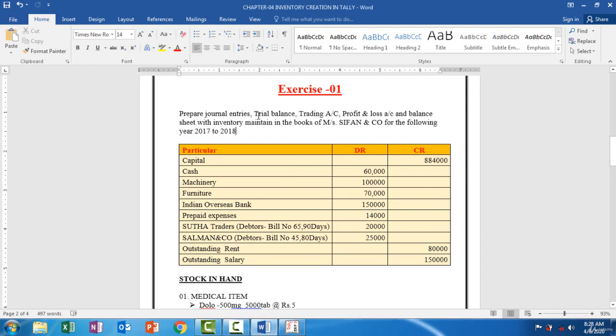Prepare the journal entries, trial balance, trading account, profit and loss account, and balance sheet with inventory maintained, for the books of Chiffon and Co for the following year 2017 to 2018. The first one is capital. We have to enter the opening balance. I'm going to enter the opening balance.